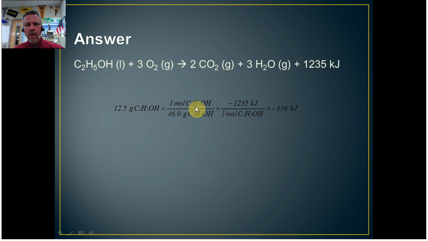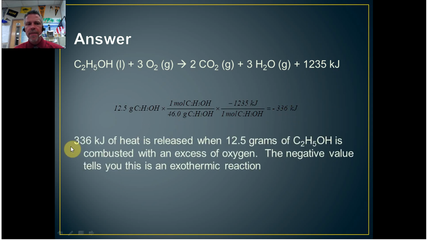So we have this step converting grams to moles. This converts moles of ethanol into kilojoules of heat. I'm showing it as a negative because heat's being given off, and when you do the math, you get negative 336 kilojoules. So that means 336 kilojoules of heat are released when you burn 12.5 grams of ethanol. And the negative value here tells you that the heat is being given off.